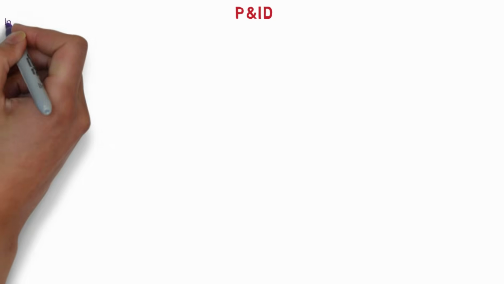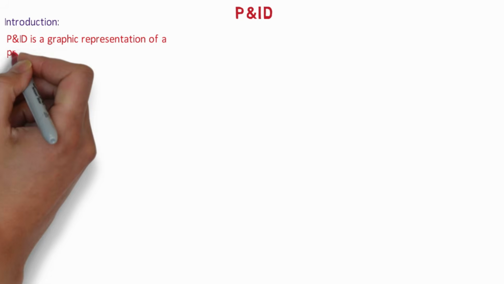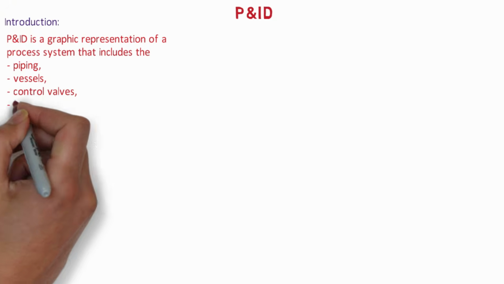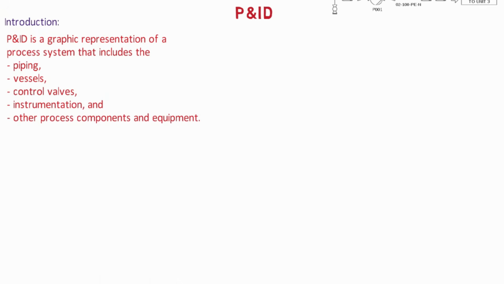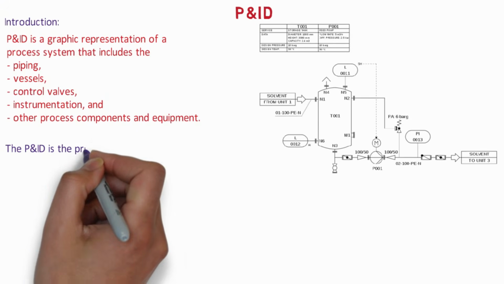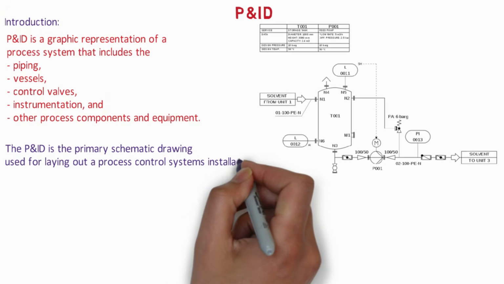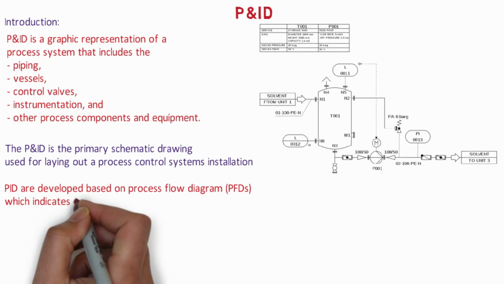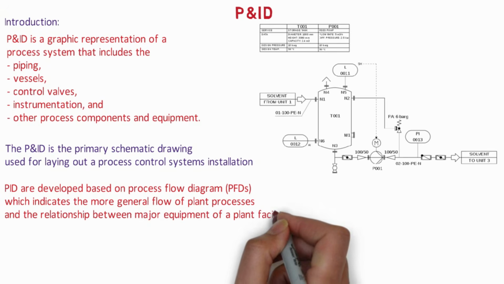Now the question arises, what is a P&ID? A piping and instrumentation diagram, that is P&ID, is a graphic representation of a process system that includes the piping, vessels, control valves, instrumentation, equipment, and other process components in the system. The P&ID is the primary schematic drawing used for laying out a process control system's installation, based on the process flow diagram, which indicates the more general flow of plant processes and the relationship between major equipment of a plant facility.